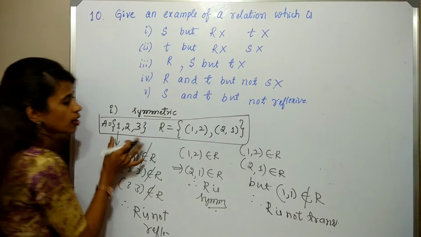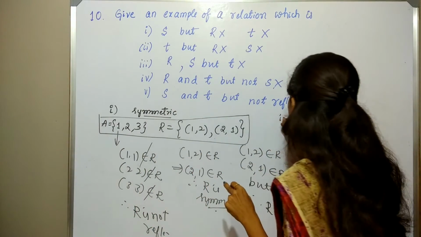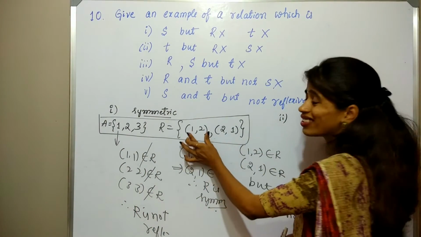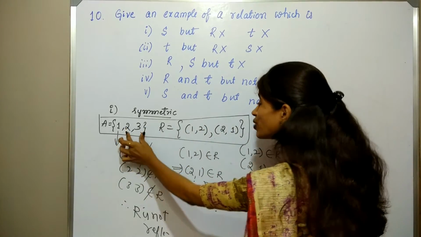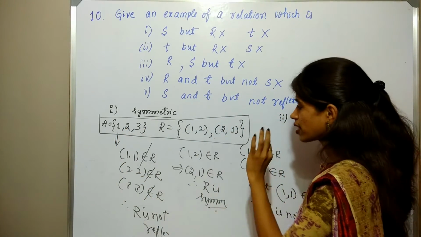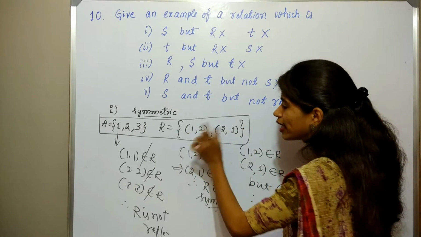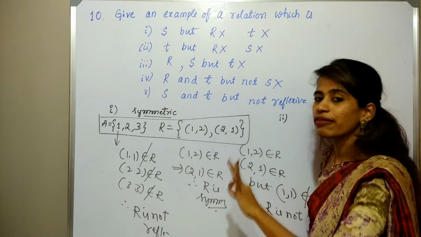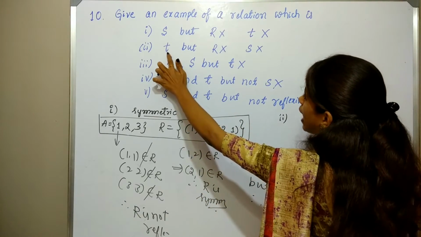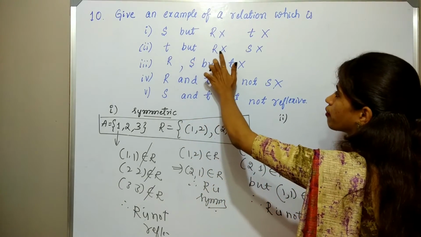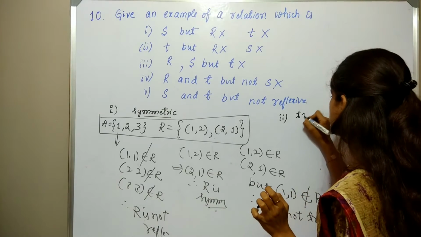Is it okay? Second question. You can take (1, 3), (3, 1). You can take (2, 3), (3, 2). So just remember, if you take any ordered pair, just take the reverse of that. Okay. So next, second one. So transitive but not reflexive and symmetric. Transitive.